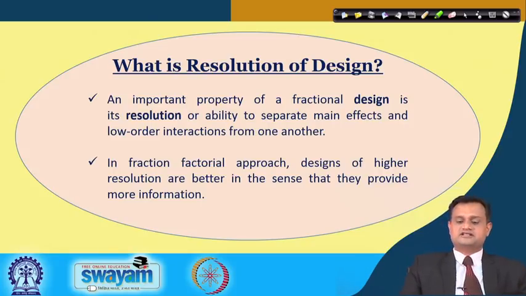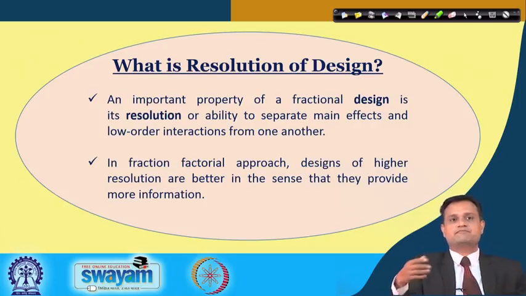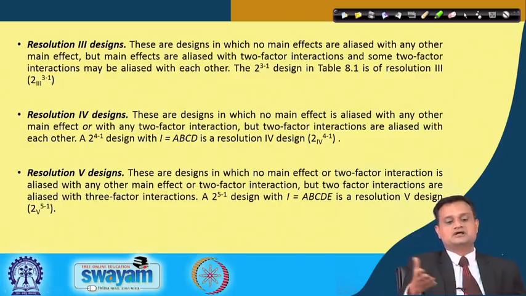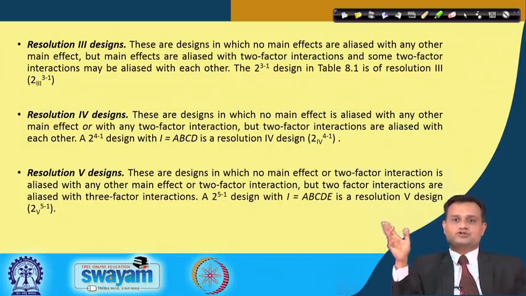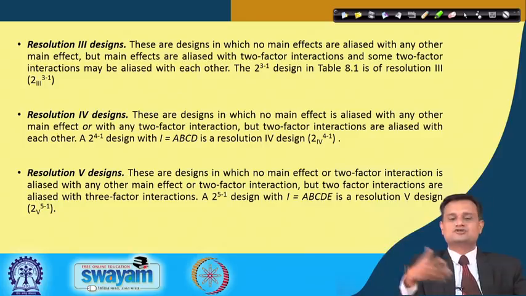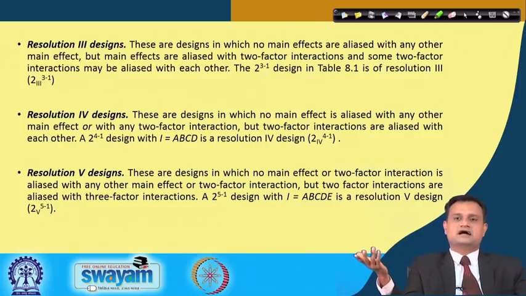So typically in a fractional factorial approach, designs of higher resolution are better, and that can provide more information. There are three different types of resolution. Typically, we refer to resolution 1 and 2 as not adding much value. So typically we refer to resolution 3, 4 and 5.